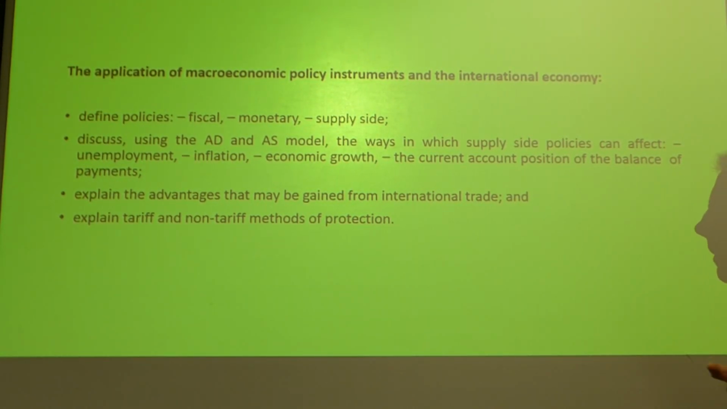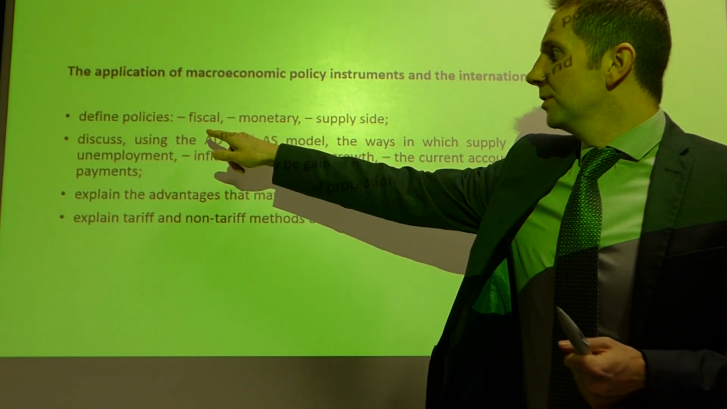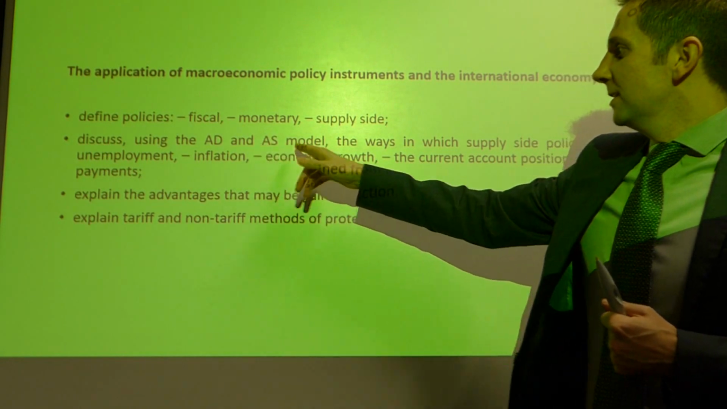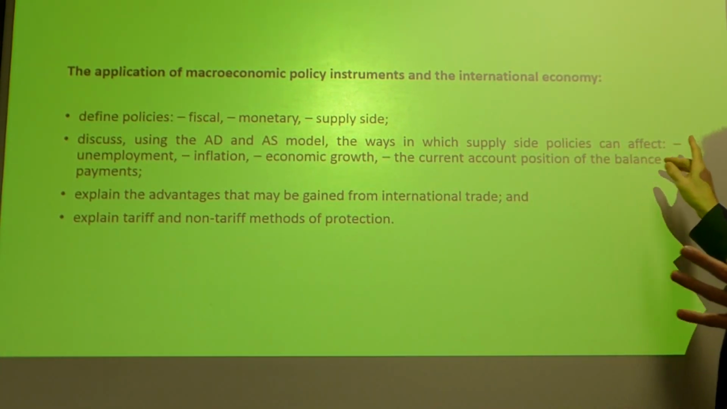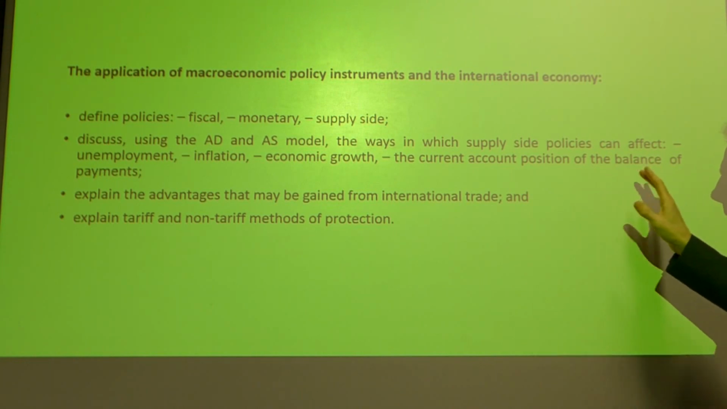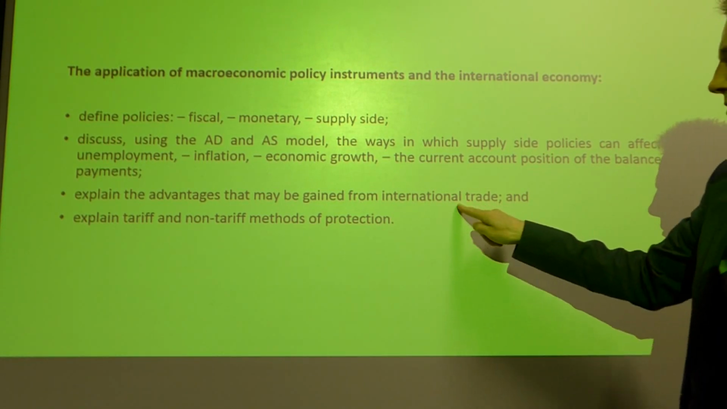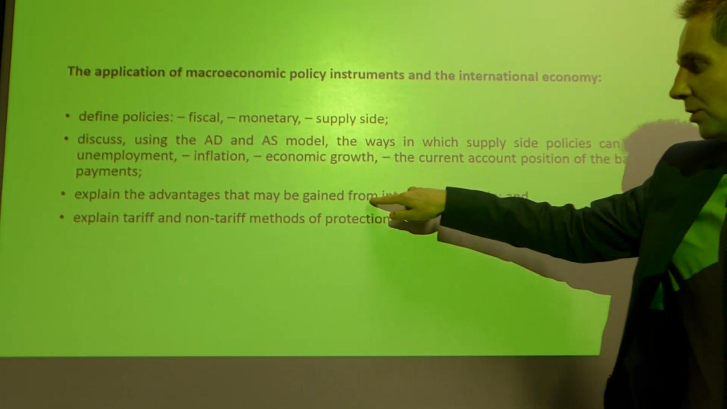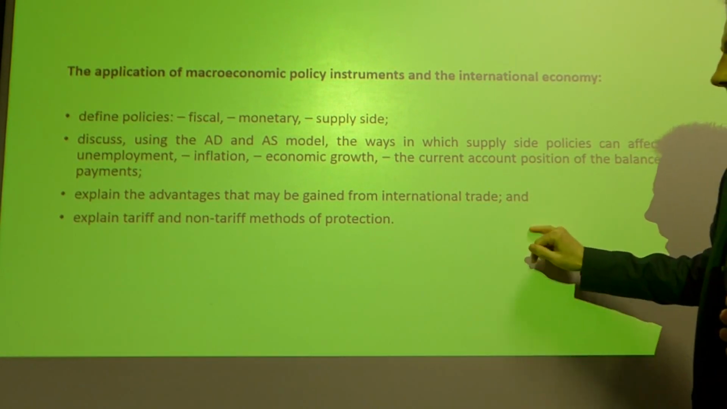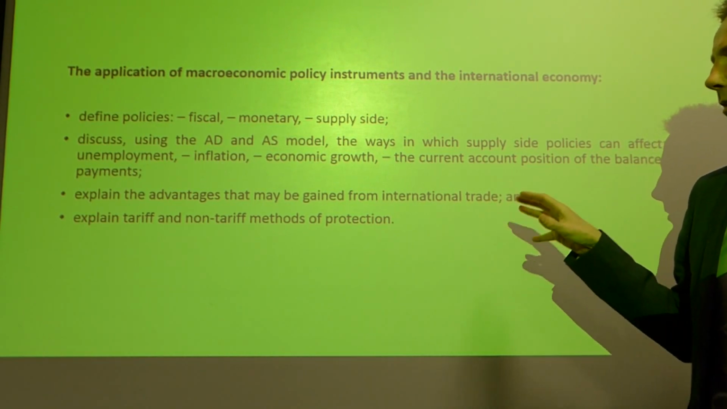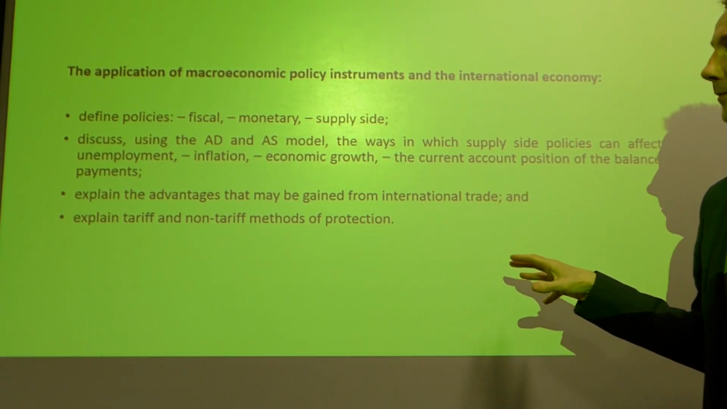And then finally, the application of macroeconomic policy instruments and the international economy. Things to consider on this one would be, make sure that you can define fiscal, monetary and supply side policy. Discuss using AD and AS the ways in which supply side policies can affect unemployment, inflation, growth and the current account. Explain the advantages to be gained from international trade. Now there's something which hasn't been on at all very much in the last few years. And explain tariff and non-tariff methods of protection. Now that has been on, but I wouldn't be surprised to see that again.